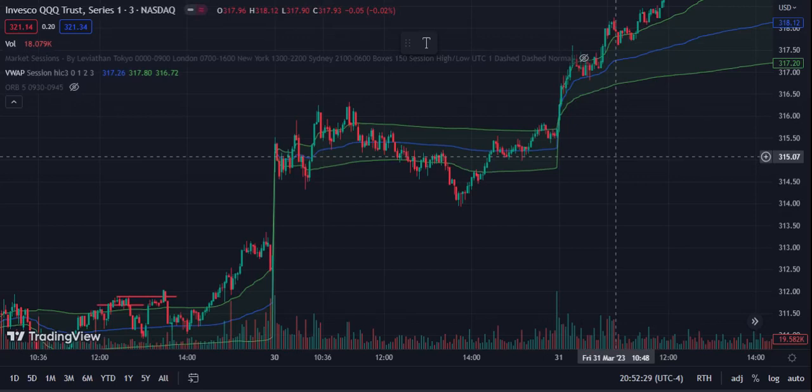Hello everyone, today I just wanted to give a quick overview on VWAP, how it's used, what strategies you can apply to it, and just the overall idea of this powerful indicator.